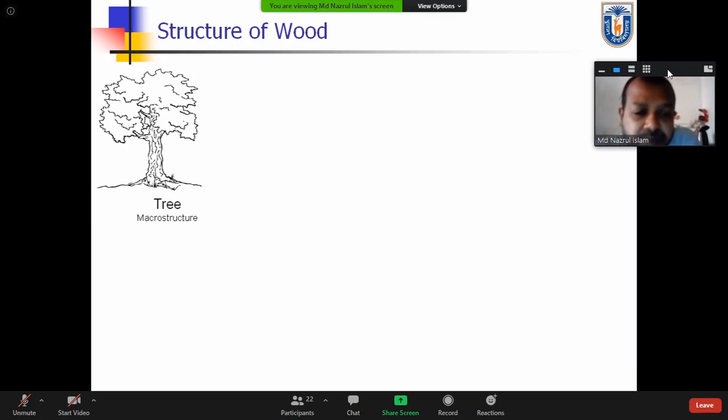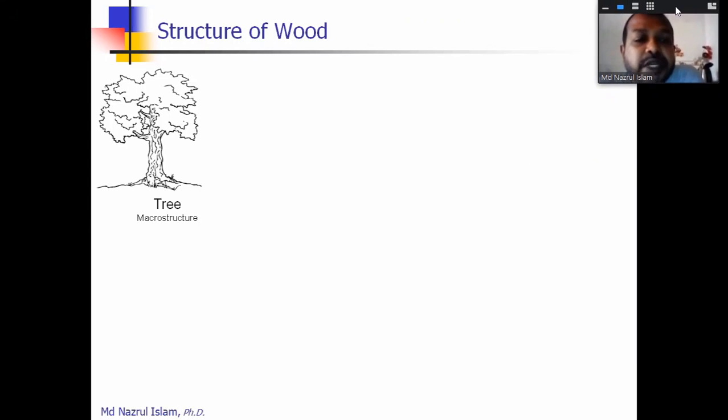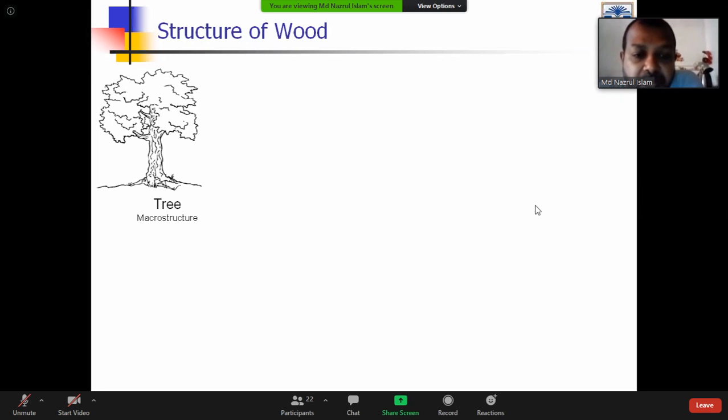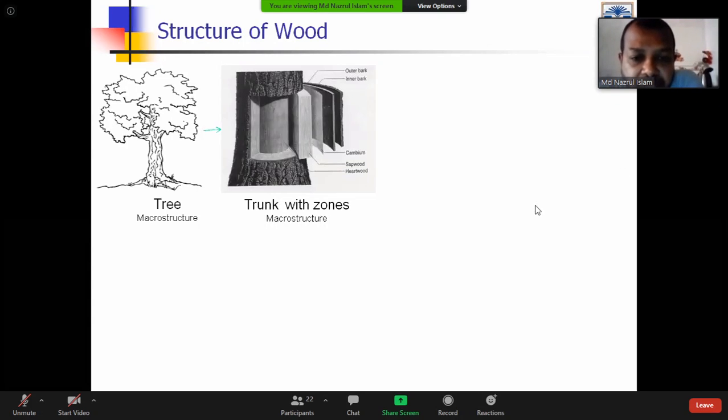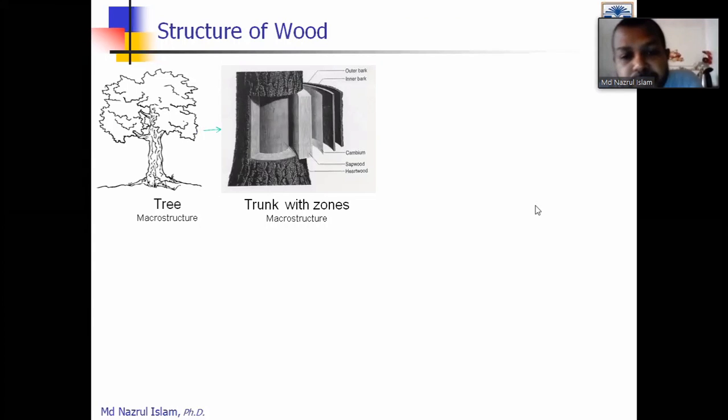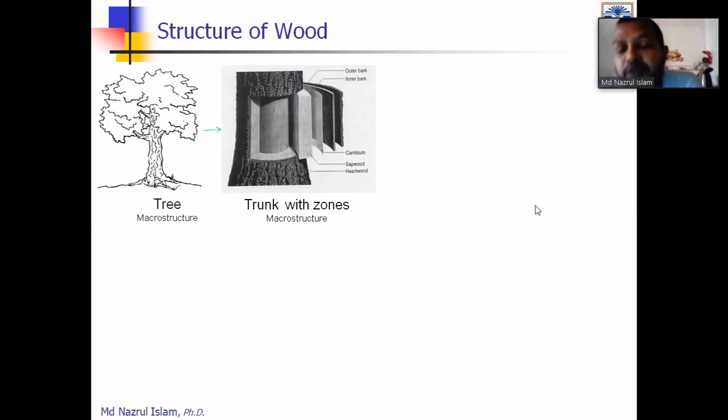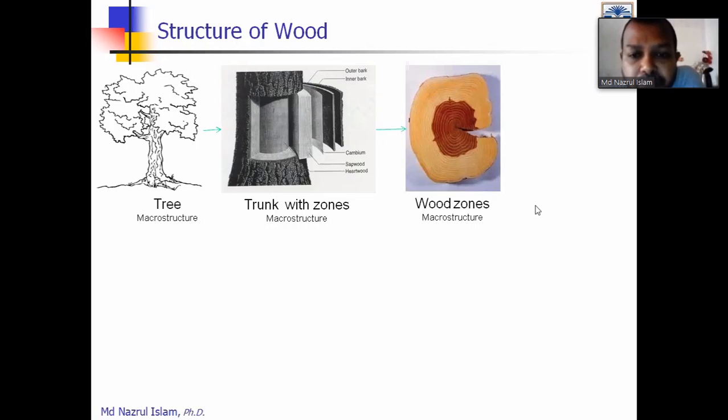What about the tree? If we think of the tree, we can say that is a macro structure. Then we can see the trunk of the tree, and it has cambium, sapwood, heartwood, inner bark, outer bark. Even if we go forward, we can say there is early wood and late wood. Then we can see some other structure also. So definitely that is also macro structure.